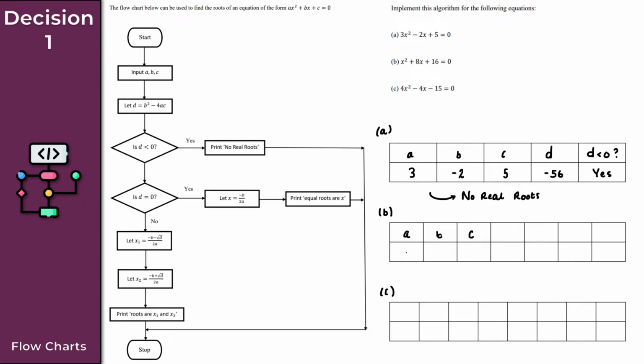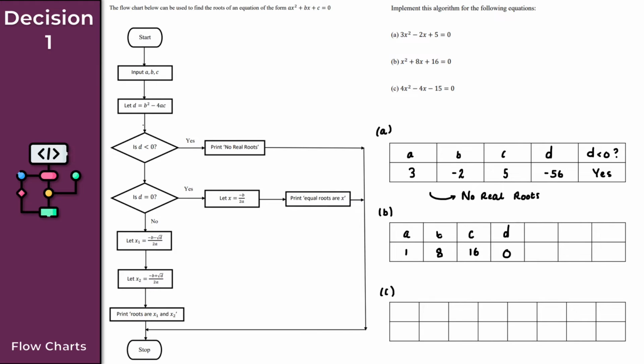So A is 1, B is 8, and then finally C here is 16. Okay. We then go down here, so we let D be equal to B squared minus 4AC. So D here is equal to, B squared is 64, minus 4 times 1 times 16. So that's 64 minus 64, which is 0.